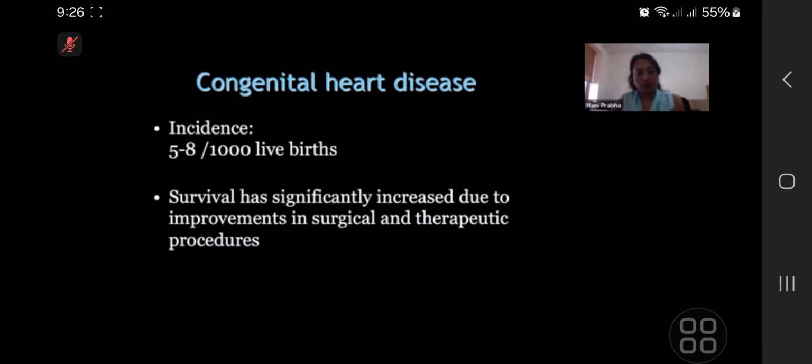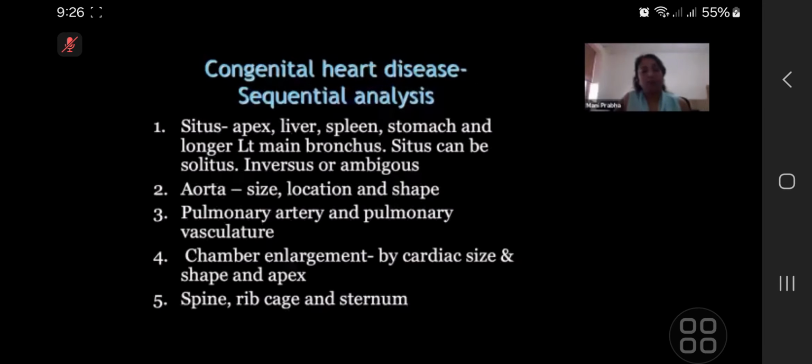If we do a sequential analysis, we are unlikely to miss the findings. In this one, first we assess the situs. Situs means where is the apex, and whether the cardiac positioning is normal or not. Apex is usually on the left side. Liver on the right side, spleen on the left side, stomach on the left side, and the left main bronchus is longer. So situs can be solitus, inversus, or ambiguous. Most of the time it is solitus.